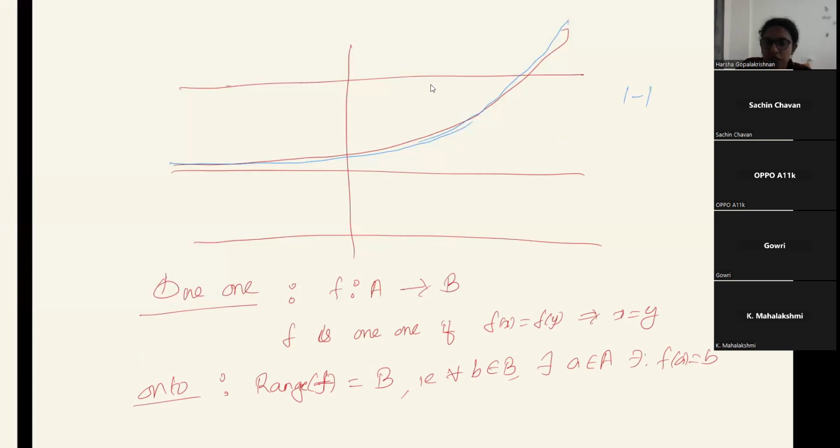Okay, so you want the name of this function. Suppose it is an exponential function, f of x equal to a power x, or you can say e power x or something. Some kind of exponential function graph will come like this. So just use the definition of ontoness and see whether this function is an onto map or not.